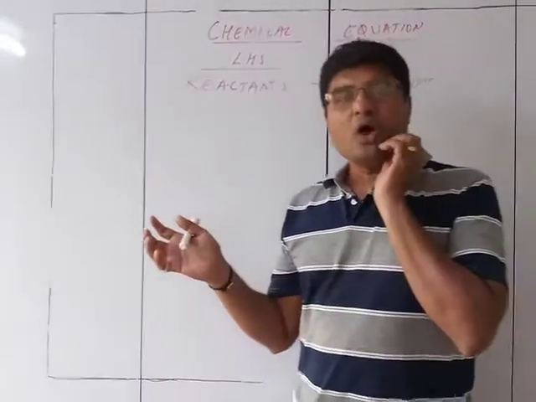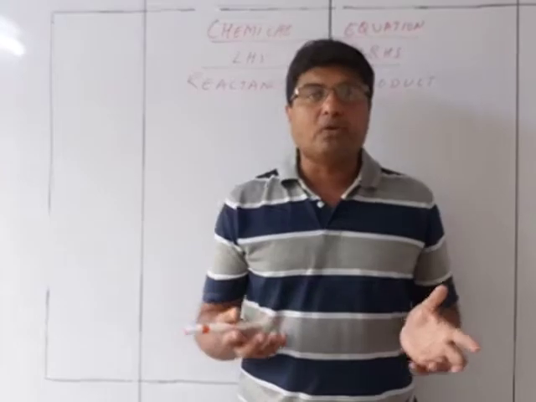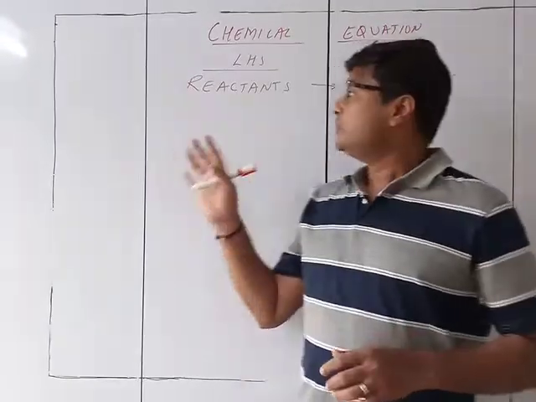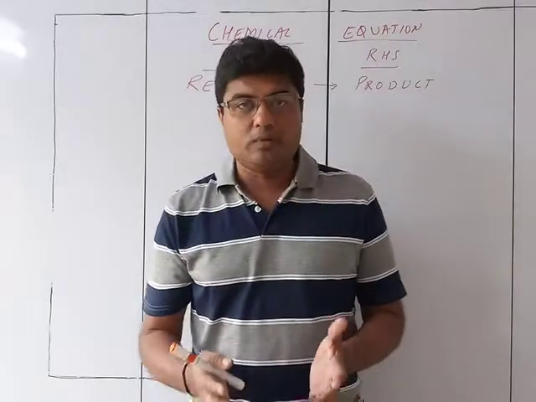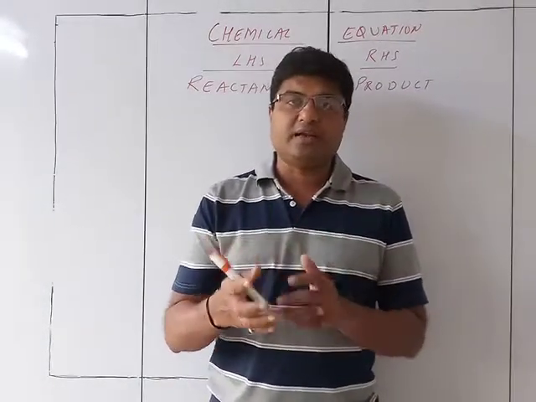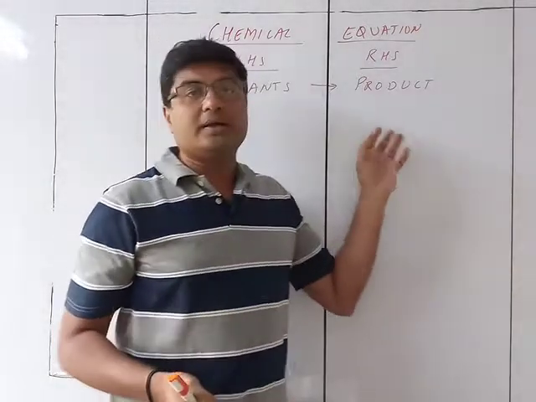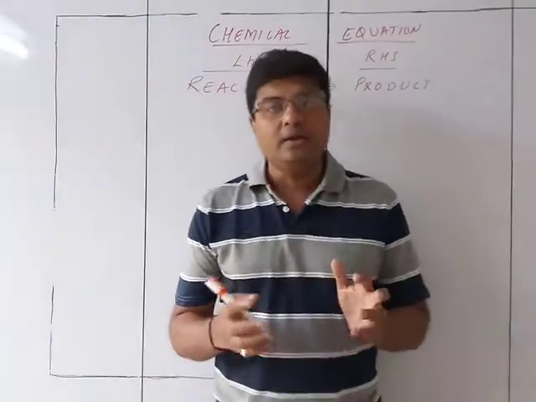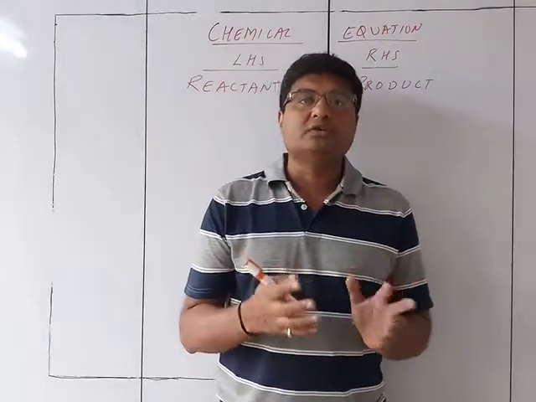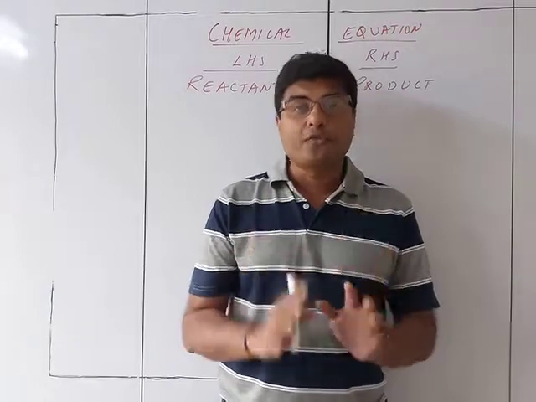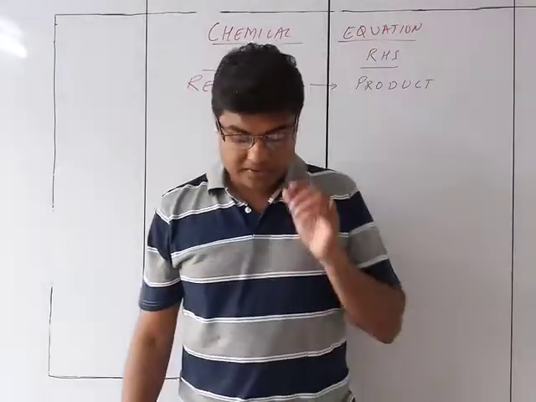In the case of elements, it will be just the symbol of that element, and if it is a compound, then it will be the formula of the compound which will be on the reactant side. Similarly, whatever is formed as the end result of the chemical reaction is written on the product side. So the product side will contain the different elements in the form of symbols or compounds in the form of formulae which are formed after the reaction has taken place.